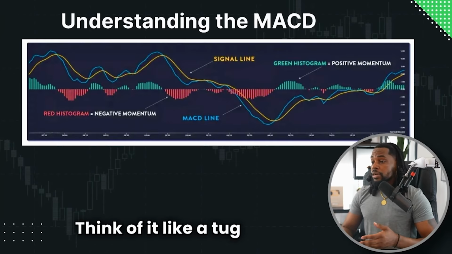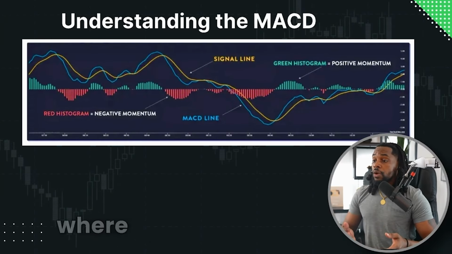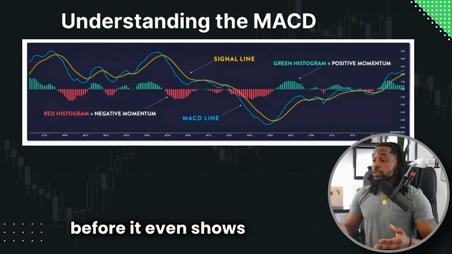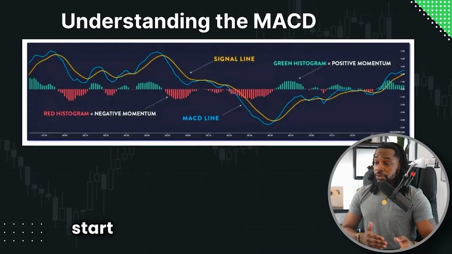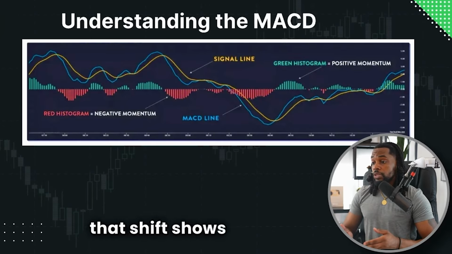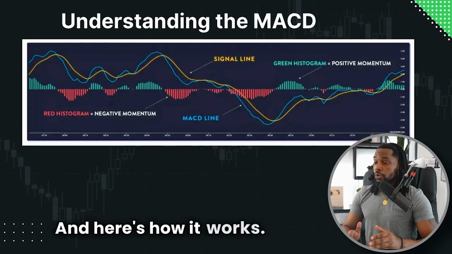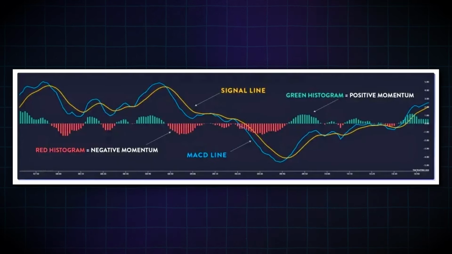Think of it like a tug of war between buyers and sellers. When the buyers start pulling harder, you'll see it in the MACD before it even shows up in the price. When the sellers start taking control, that shift shows up there too. And here's how it works. The MACD is made up of two lines, as you can see here, which is the MACD line and the signal line, and a histogram that shows the distance between them.